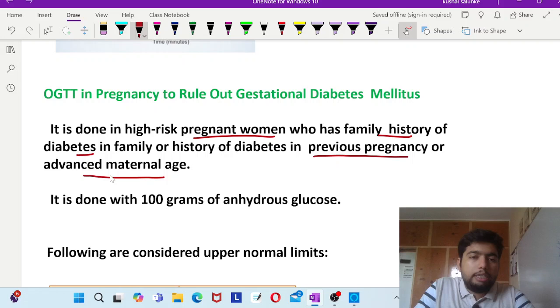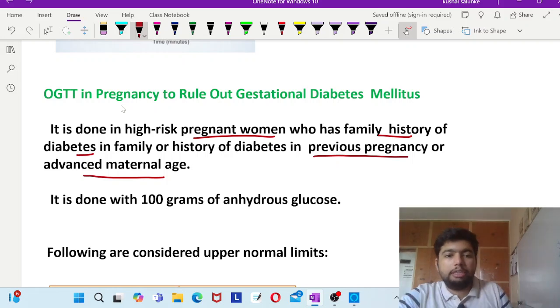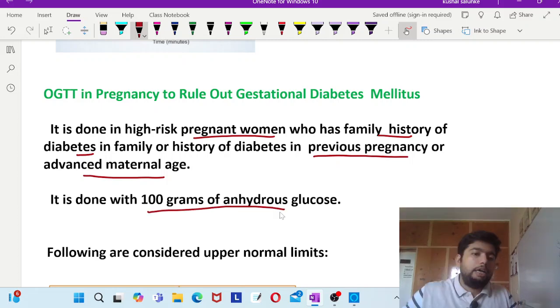Gestational diabetes mellitus means a new onset diabetes that a woman gets in pregnancy. While in case the mother previously had diabetes, at the time of pregnancy we observe in ANC visits that the patient's blood glucose is deranged and in the diabetic range. So to differentiate between gestational diabetes and previously existing diabetes, we perform this OGTT. It is done with 100 grams of anhydrous glucose, and we consider the following as the upper normal limits.